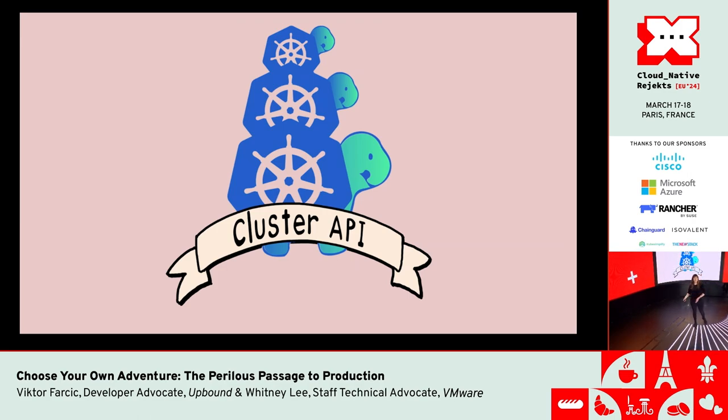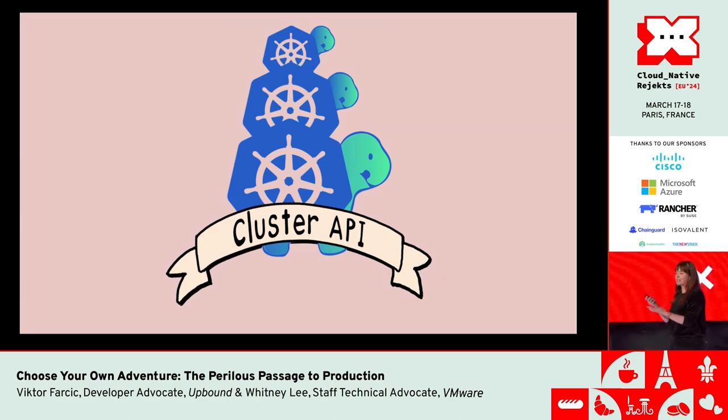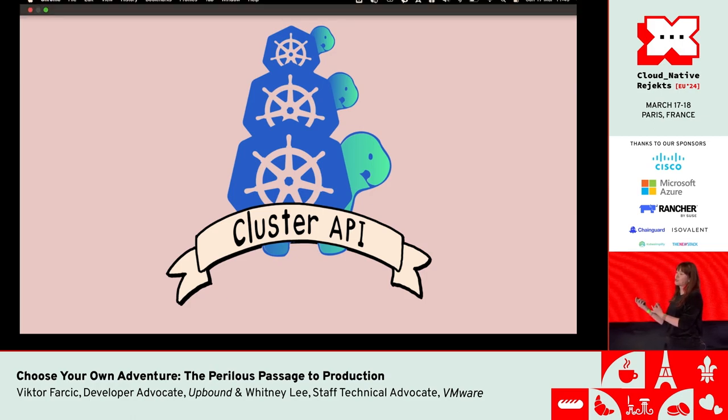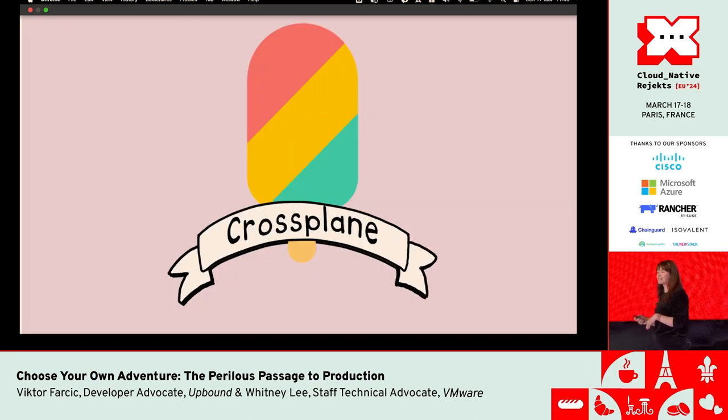So first off, we have Cluster API. Cluster API is a focused tool. It does a great job. You define what you want your cluster to look like with Cluster API resources, and there are providers. It's going to provision that cluster for you, and also you can manage the cluster lifecycle. It works with all the major bootstrapping tools, all the major cloud providers. It's excellent.